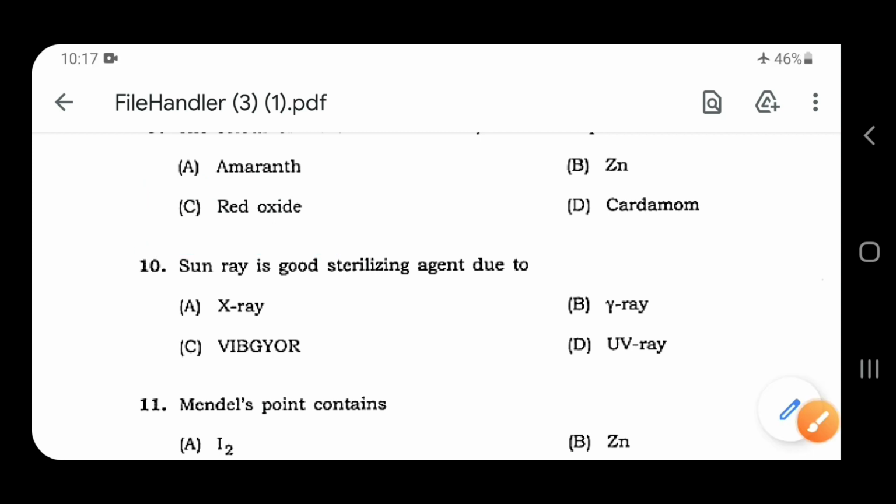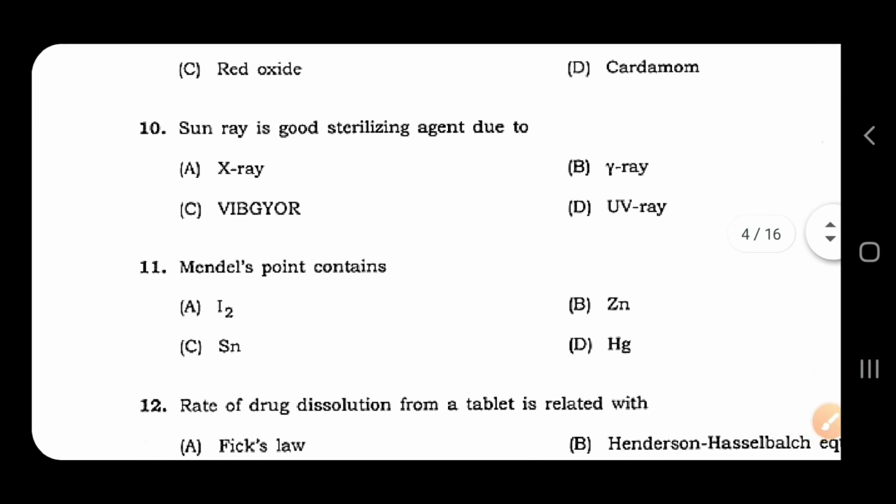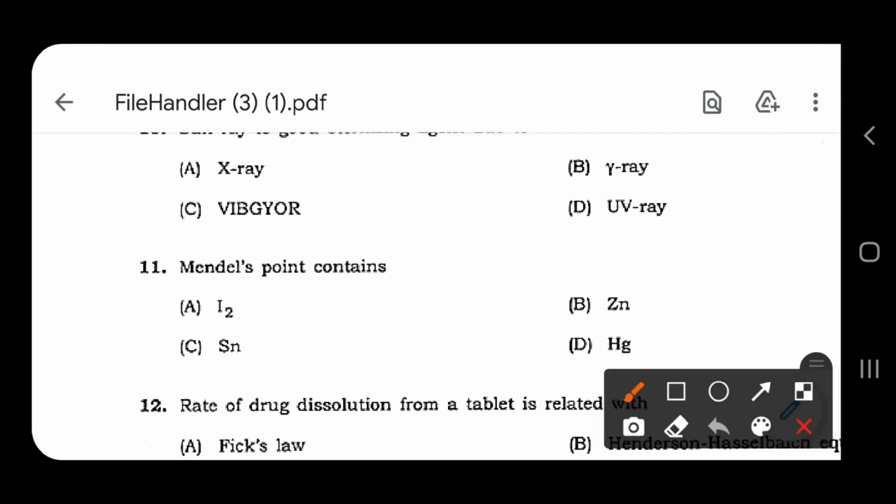Next is question number 10. Sun ray is a good sterilizing agent due to X-ray, gamma ray, VIBGYOR, UV ray. Here the correct answer is UV ray. That is option D.